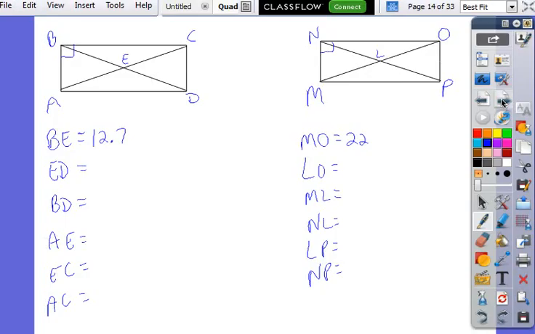All right, if we're looking at rectangles, we're supposed to know certain things. Four right angles, that was one. What else? Diagonals are congruent. What else? Diagonals bisect each other. What else? What do I know about the top and bottom? They're congruent. The top and bottom opposite sides are congruent. Left and right opposite sides are congruent.